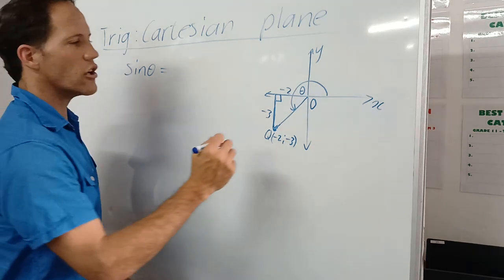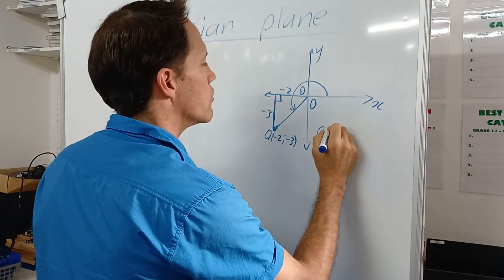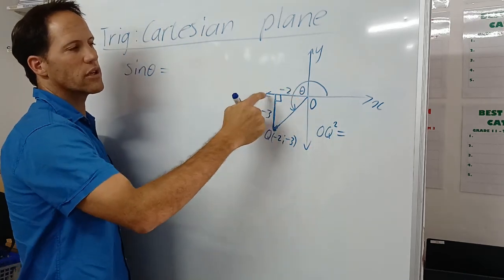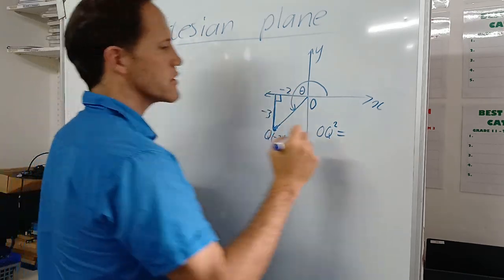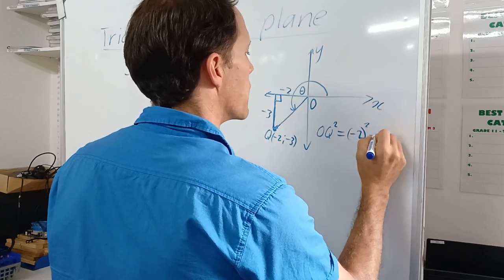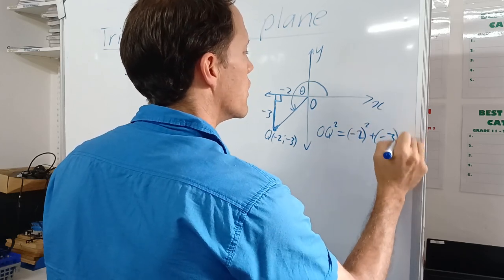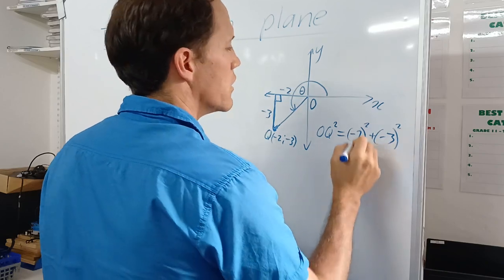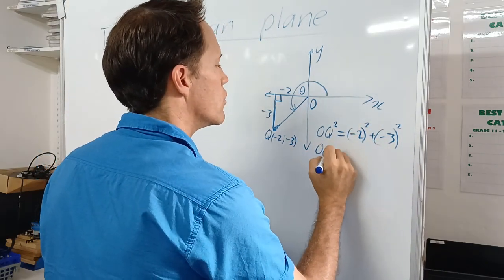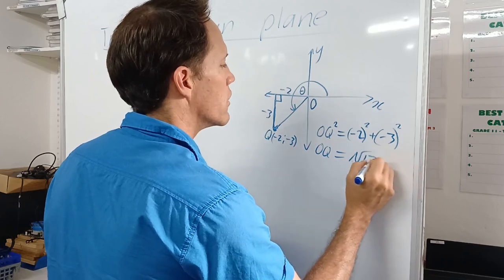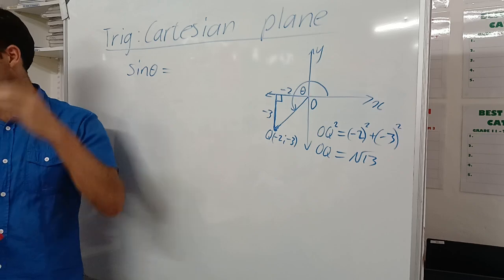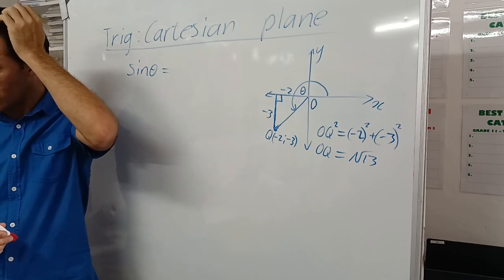So you start by saying Pythagoras: OQ squared, the long side squared, is equal to the short side squared plus the short side squared. So it's negative 2 squared plus negative 3 squared. That gives you 4 plus 9 is 13. So OQ will be the square root of 13. So that's the first thing you do. You use Pythagoras and you find the long side.